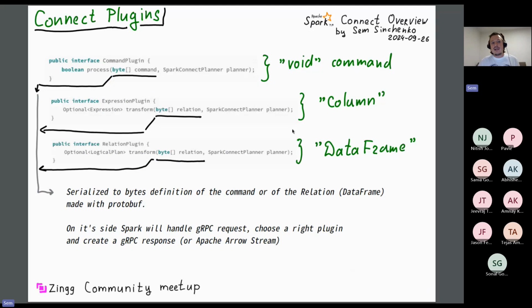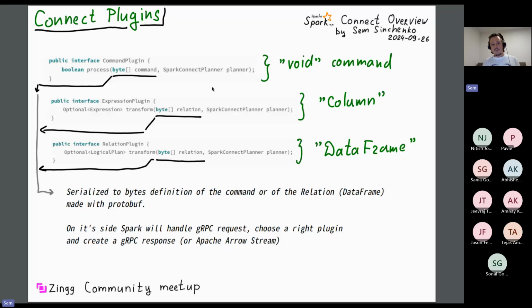The first plugin is the command plugin. It is a void or None in Python. It's for the case when you want to run something, for example, update configuration. There are a lot of configurations in Spark. For example, you want to run a command and update configuration, such as specifying a Hive catalog name or your own configuration like a Zingg catalog name. And this is about commands. You just send a message and you are not expecting an answer.